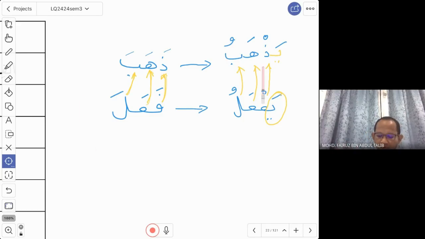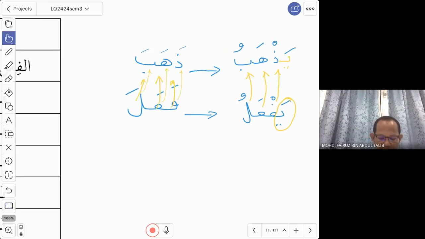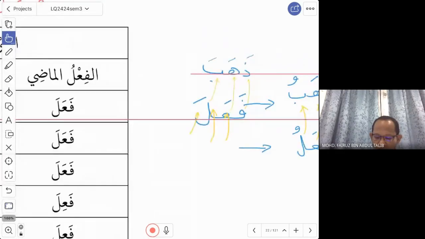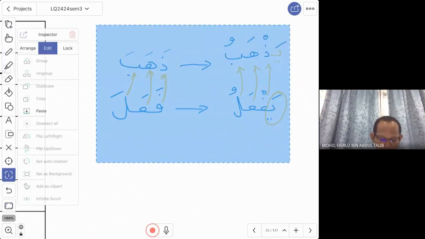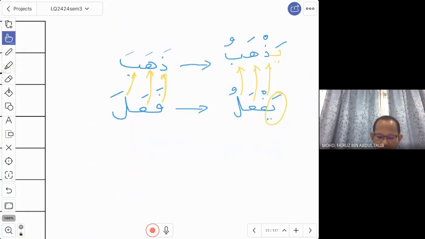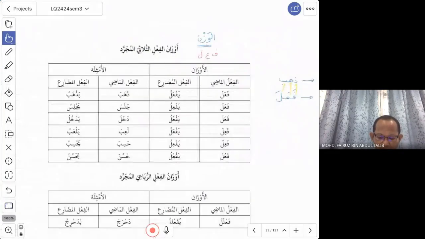So if you have a fi'il mudari, you need to return it to the madhi form. So what is madhi for mudari? Yazhabu, yaf'alu. What is madhi for yaf'alu? By knowing the wazan, you will be able to find the madhi of the fi'il. So the wazan of yazhabu is yaf'alu. You refer to the table, then the table will say: zahaba yazhabu, fa'ala yaf'alu. So this is the first example, fa'ala yaf'alu.